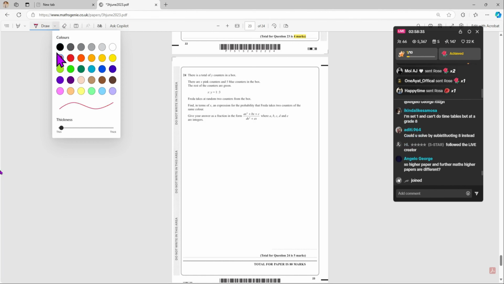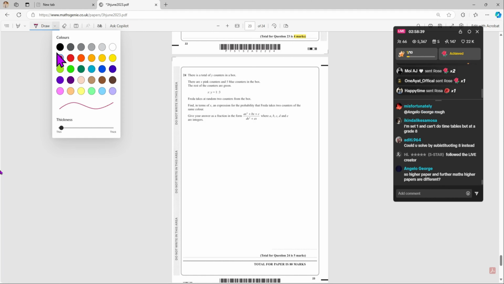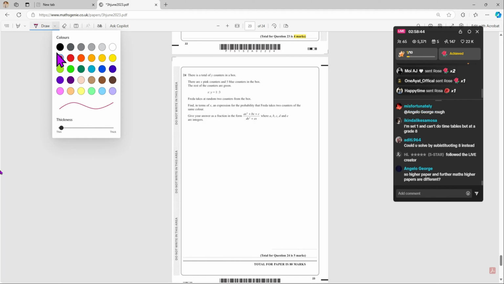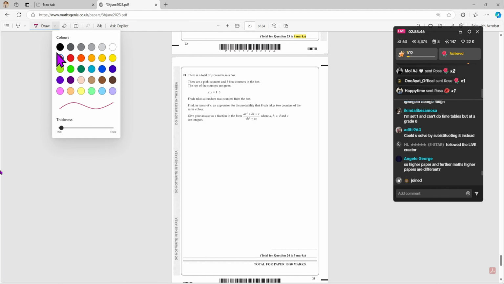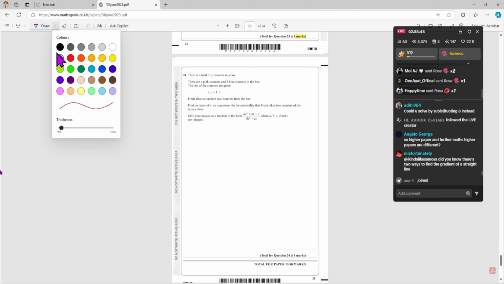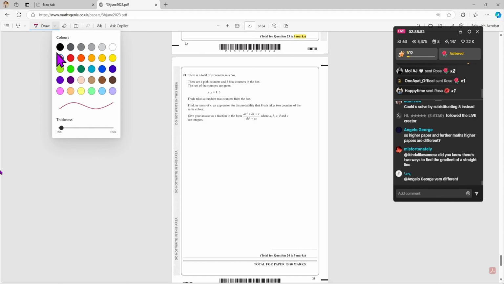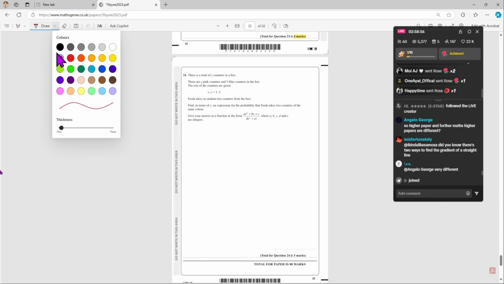So, this question is worth 5 marks. There is a total of y counters in a box. There are x pink counters and 5 blue counters in a box. The rest of the counters are green.